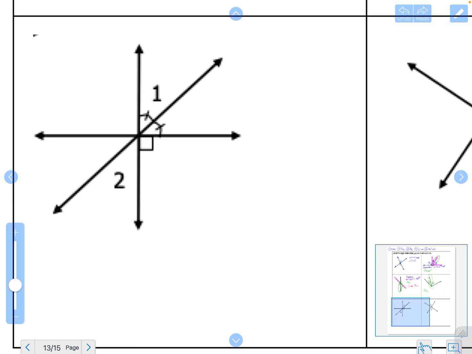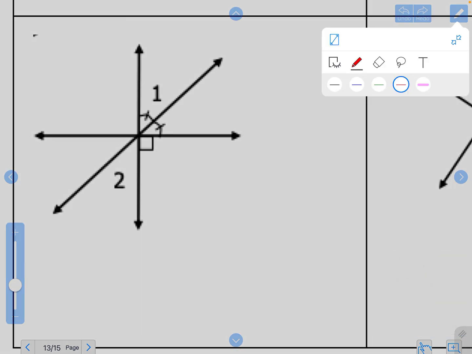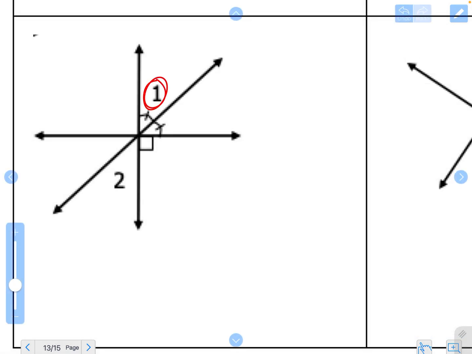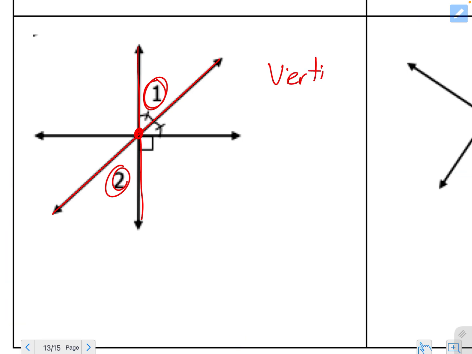All right, so let's look at this one here. We've got angles 1 and 2. So they share a vertex, and they are on opposite rays. So we know they are going to be vertical. Ooh, can't spell this afternoon. So angle 1 is going to be congruent to angle 2.